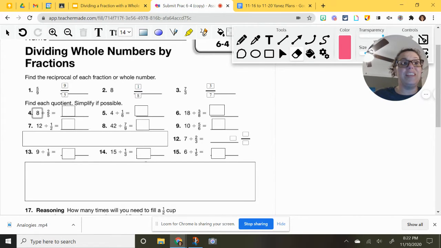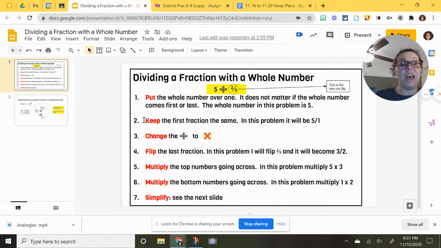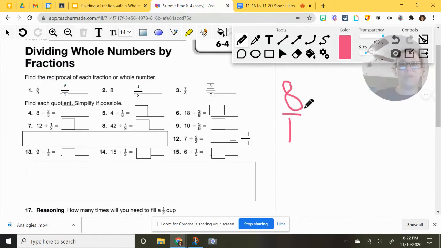So the first thing is to put my whole number over 1, so I have 8/1. Step 2, keeping that first fraction the same. I'm going to change the divide to a times sign. So I will now put a times sign here.